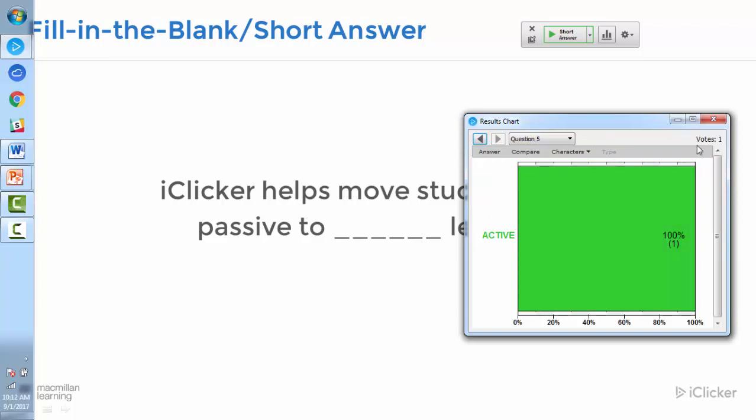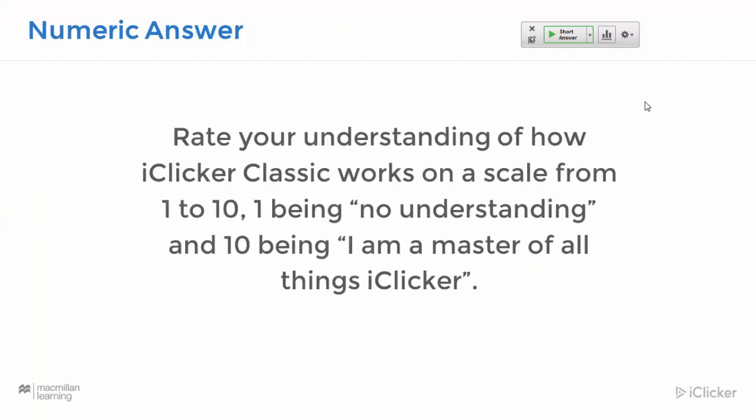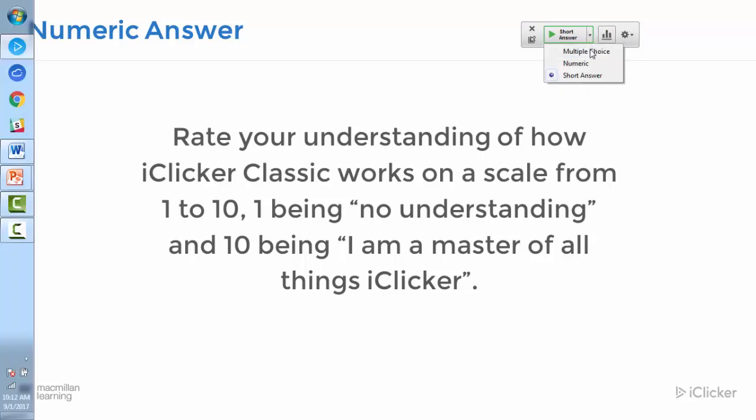You can also ask your students questions that require a numeric response if you're using the iClicker 2 remotes. Just change the answer type to numeric, and then you'll press the start button so your students can rate their understanding.